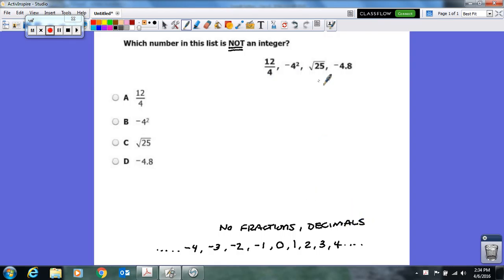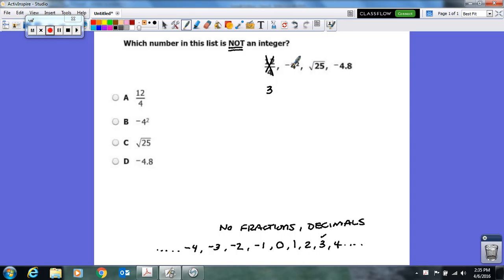Now, as I look at these four possible answers, none of these look like what I've just listed here. So the trick is, are we able to rewrite any of these possible answers so that they are indeed an integer? And we'll begin with 12 over 4. Well, I know if I divide 12 by 4, that's equivalent to 3. And 3 is indeed an integer. So I'm looking for which of these is not an integer. And since 3 is indeed an integer, I can cross that one off the list.